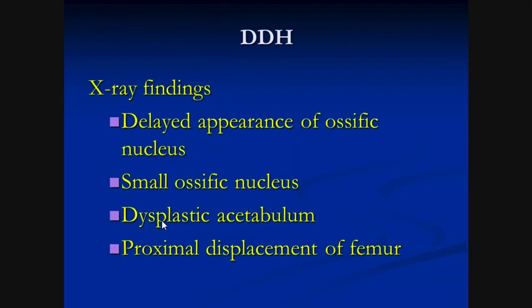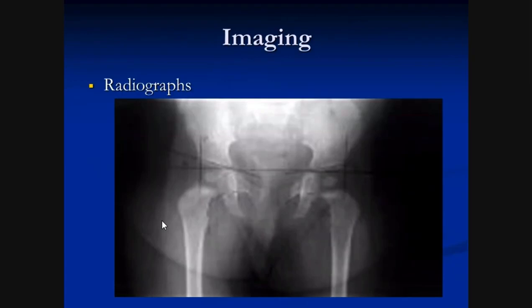So, what is your idea about this X-ray picture? If we draw the vertical line and horizontal line, any problem here? This is the ossific nucleus and it is in good relation to the acetabulum. It is medial to the vertical line and inferior to the horizontal line, so it is in normal position.